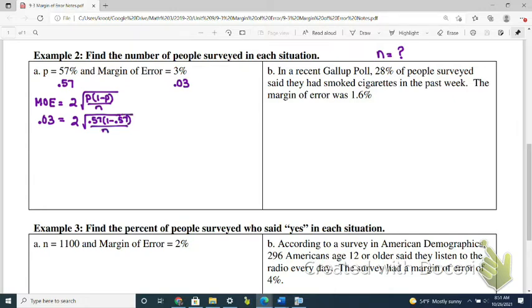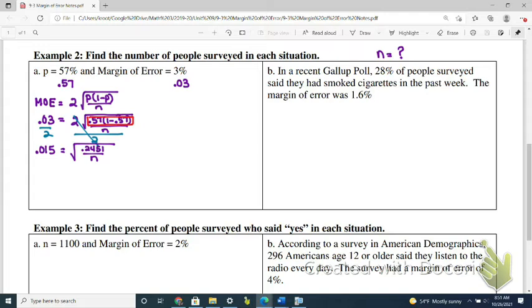So first thing we are going to do is divide both sides by 2. Okay, I need to get rid of this. So that is 0.015. And at the same time, I'm going to figure out what this number is so I don't have to keep writing it. I'm just going to multiply that in my calculator and I get 0.2451.